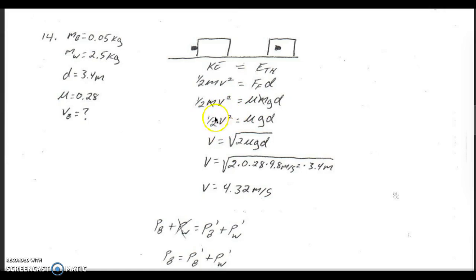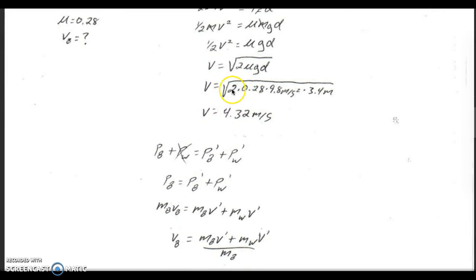So I get 1/2 v squared, that's how fast they're moving off together, which is actually v prime when we use it in momentum, equals mu times g times d. Solving for the velocity, we're going to get rid of the half by multiplying by 2, so there's a 2 over here, and I have to take the square root to get rid of the squared. Plugging in my numbers, I get the square root of 2 times 0.28 times 9.8 meters per second squared times 3.4 meters, for a speed of the bullet and block together of 4.32 meters per second.